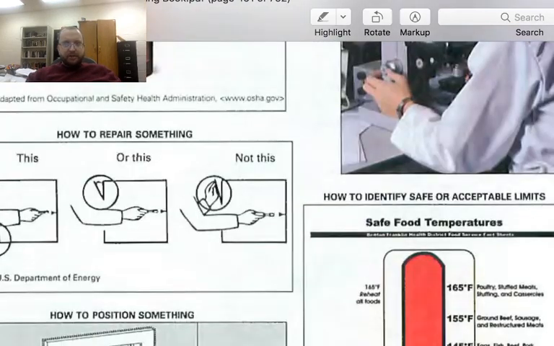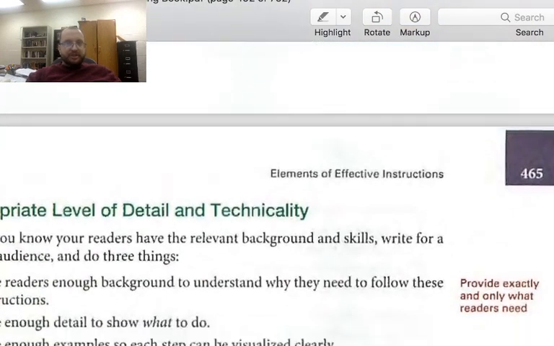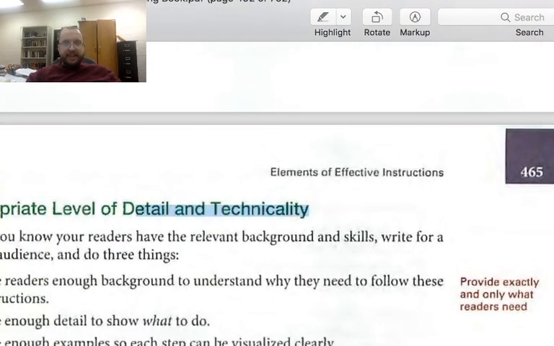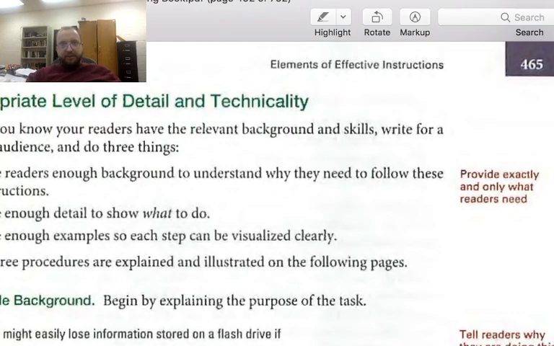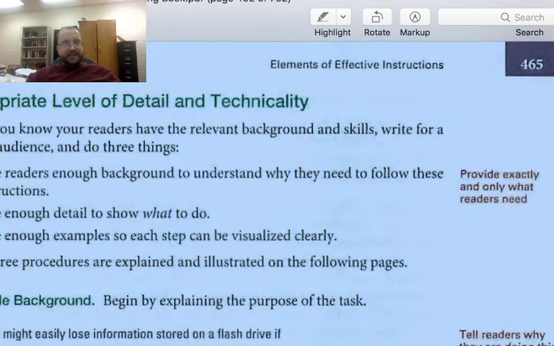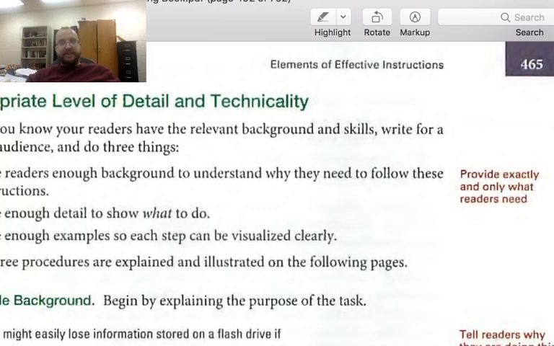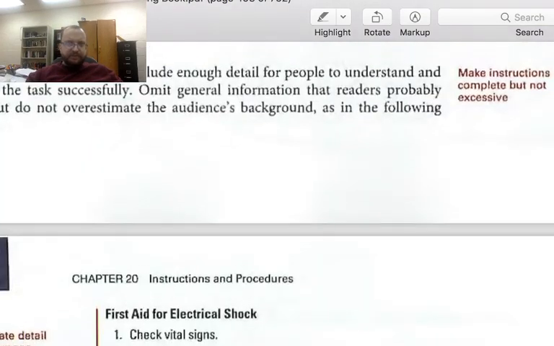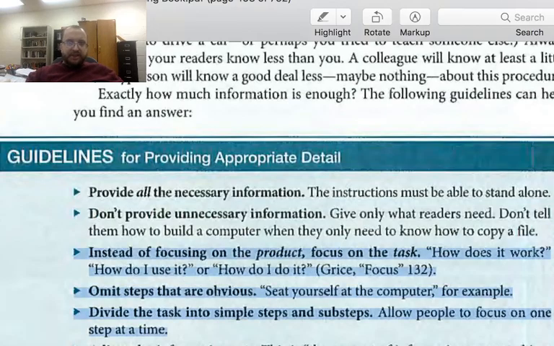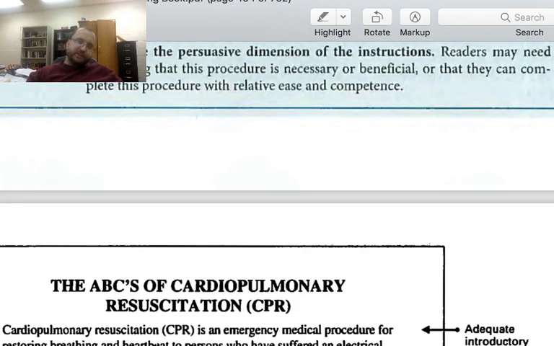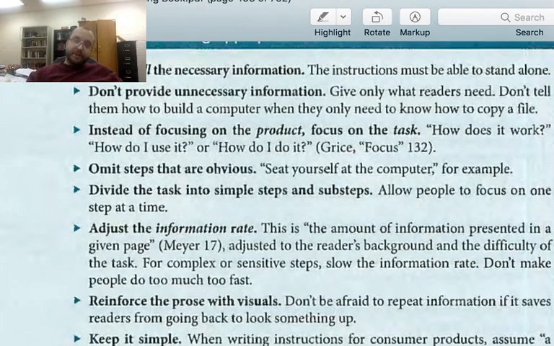It shows you how to incorporate some good visuals. What's an appropriate level of detail and technicality? So it gives you some tips on knowing your audience. You always want to tell readers why they are doing a certain step, right? You want to give them a sort of logical rationale for each step that they're doing. The book here even gives nice instructions for doing instruction.